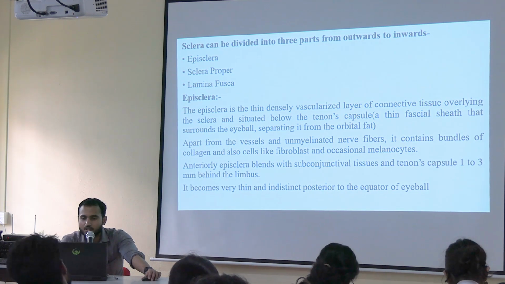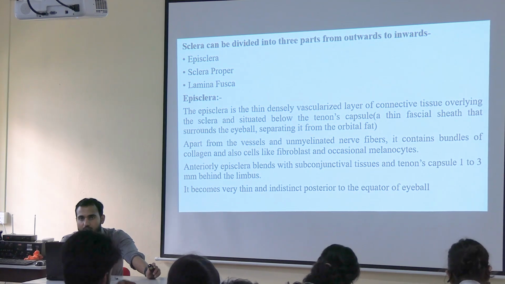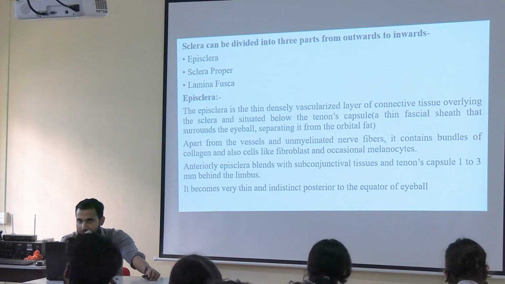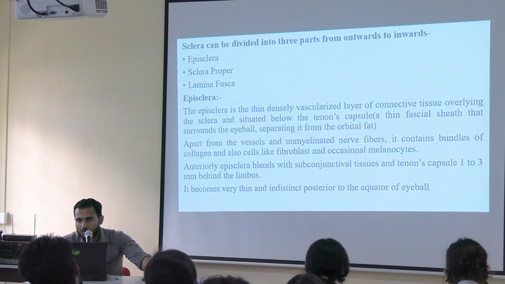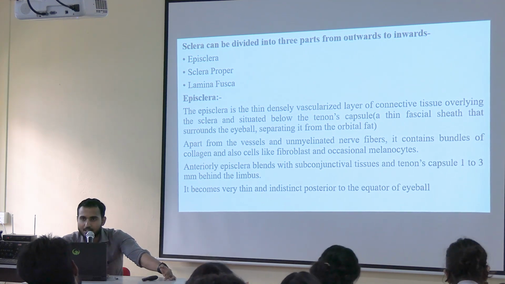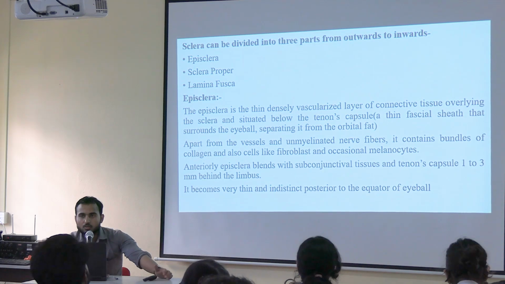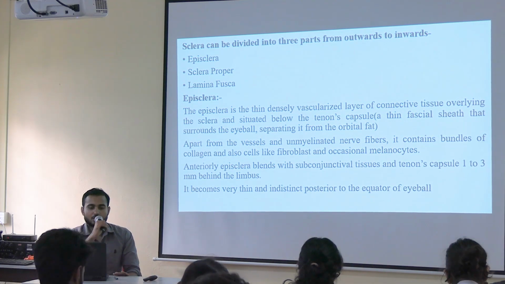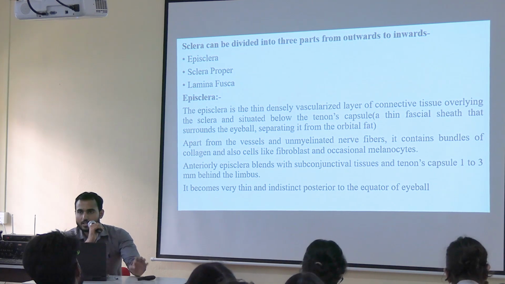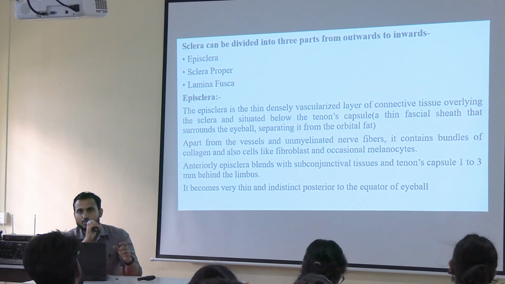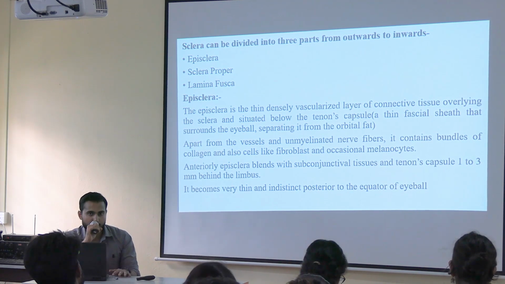How are they arranged from outward to inward? Which is the outermost layer? Yes, Episclera is the outermost layer. After that, the middle one is the Sclera Proper or the stroma of the sclera, and the innermost is the Lamina Fusca. So one by one, first of all, Episclera. It is a vascularized layer where blood vessels are there, supported by connective tissue, and it is situated below the Tenon's capsule.